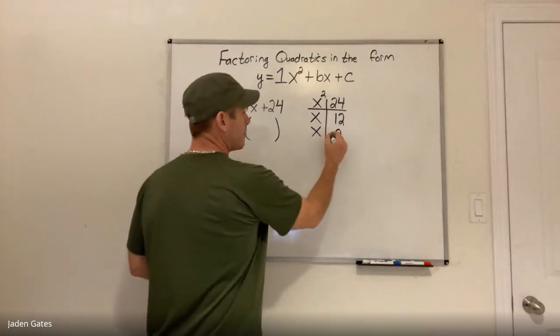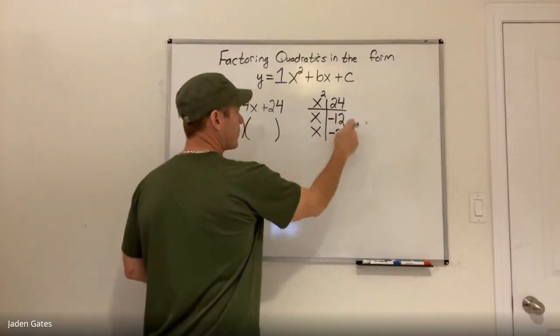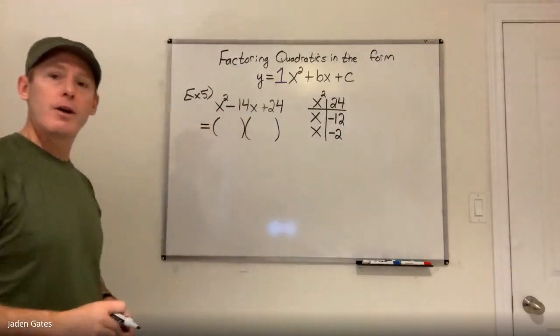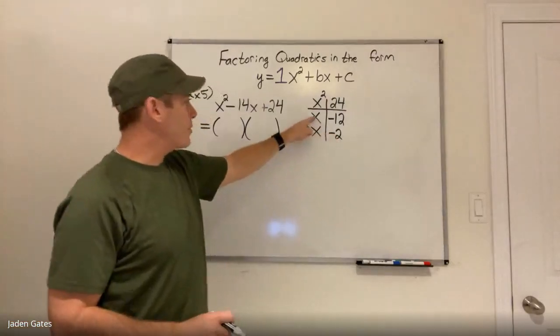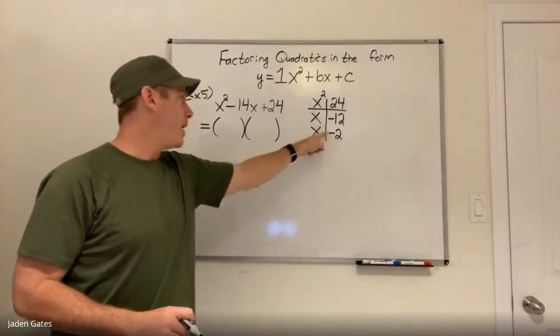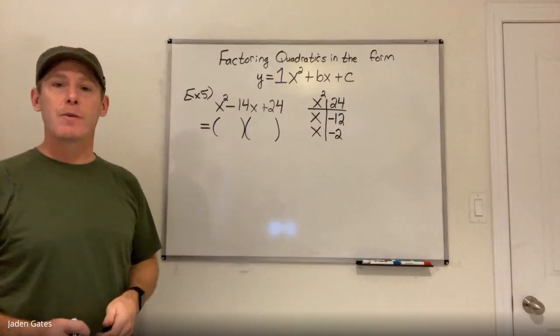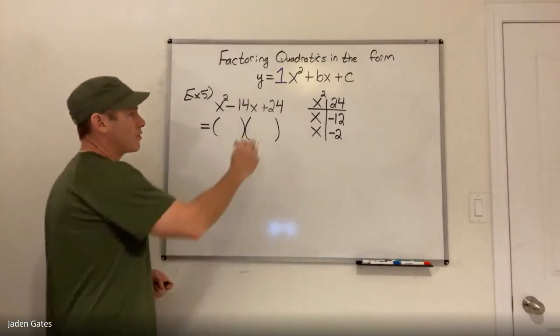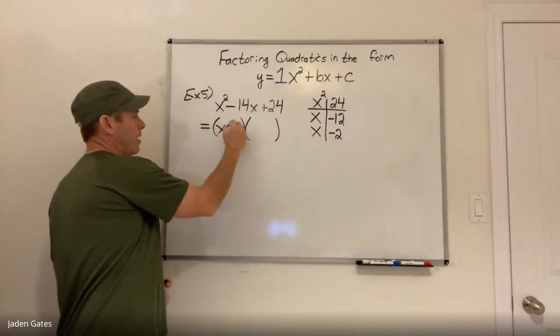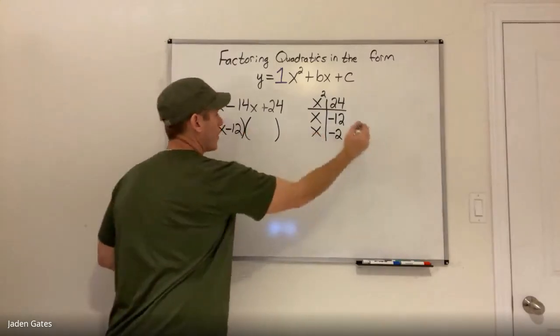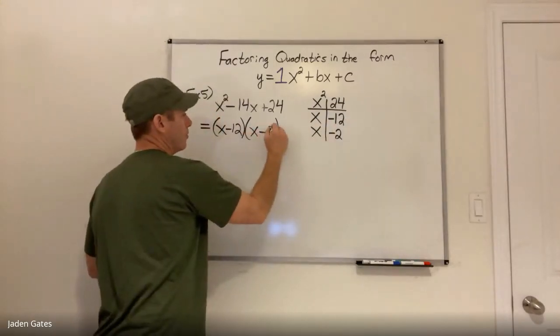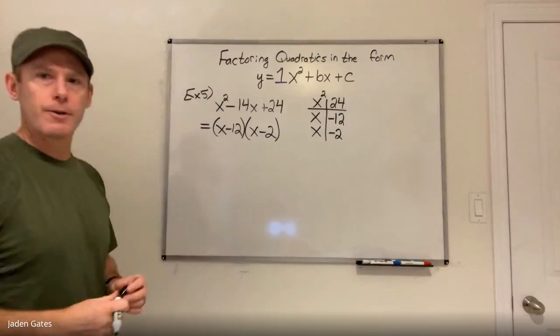If I make these both negative, negative times a negative will still give me 24. Now I have minus 2x's, minus 12x's. That gives me my minus 14x. And so I have an x minus 12, and going across, I have an x minus 2. And there it is, factored.